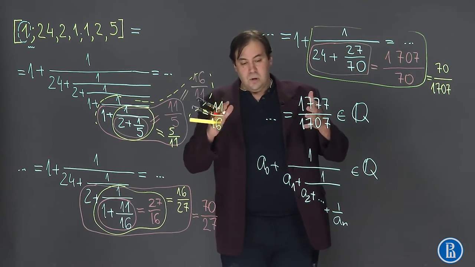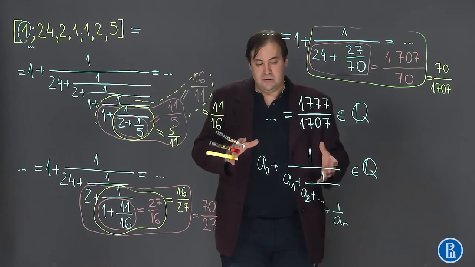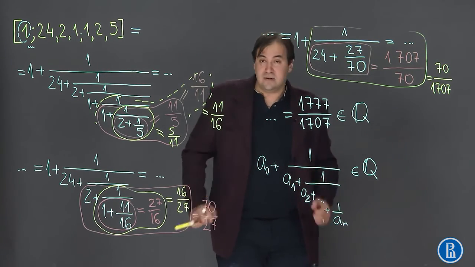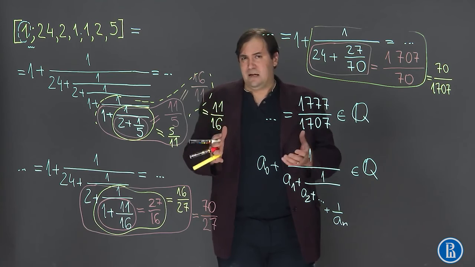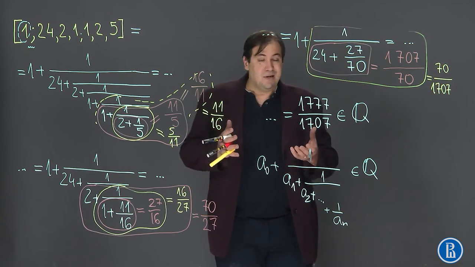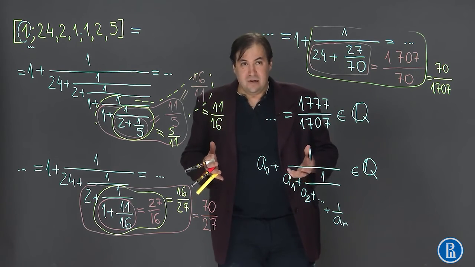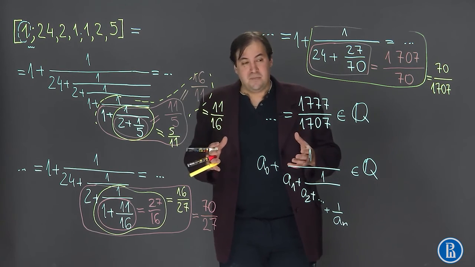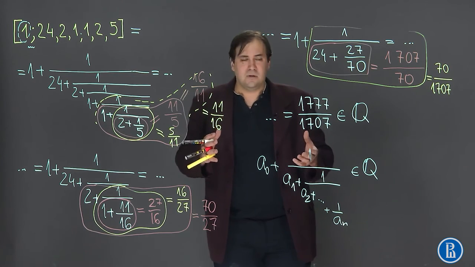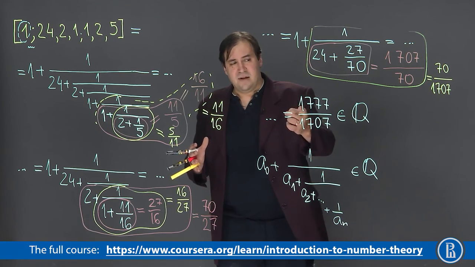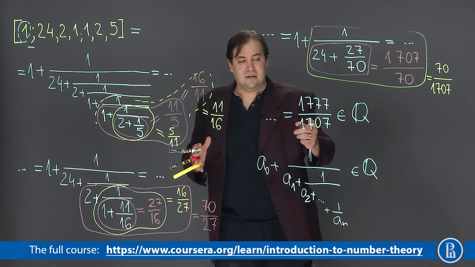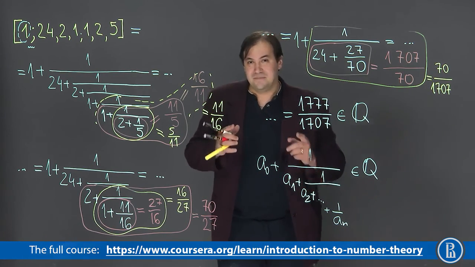Further on, we will see infinite continued fractions. We will prove that infinite continued fractions also have values, and these values are obviously irrational. But now I have a question for you, which I will not answer in this video. Please find out what is so special about numbers 1777 and 1707. See you in the next video.